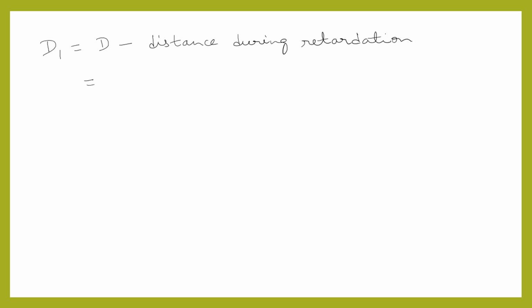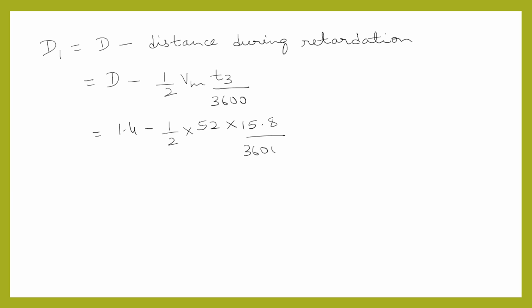So D1 is nothing but total distance travelled D minus distance travelled during retardation. So that is D minus half Vm T3 by 3600, that is 1.4 minus half into 52 into 15.8 by 3600. So we get the value of D1 as 1.284 kilometer.